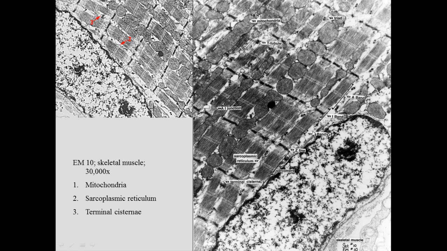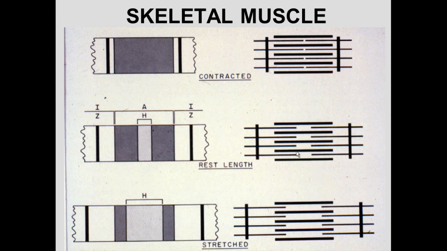Z line, H band, I band, A band, the different bands that we see there. From one Z line to another Z line is one sarcomere, and that's the contracting unit, the functional and structural unit of contraction of the skeletal muscle cells.